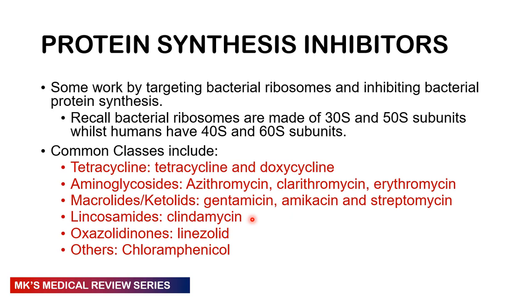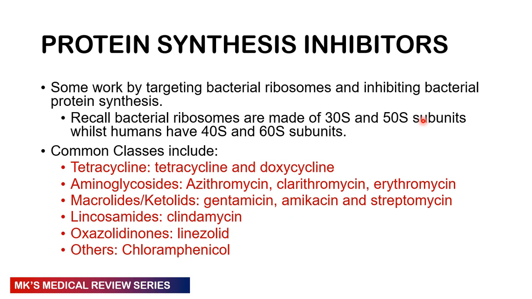Moving on to the other big group, which is pretty much going to be protein synthesis inhibitors. These work to target the bacterial ribosomes or inhibit bacterial protein synthesis. Now remember that ribosomes found in humans have a 40S and a 60S subunit, whilst bacterial ribosomes have a 30S and 50S. We can take advantage of this because we can make a drug that will only bind to these subunits found in bacterial ribosomes.